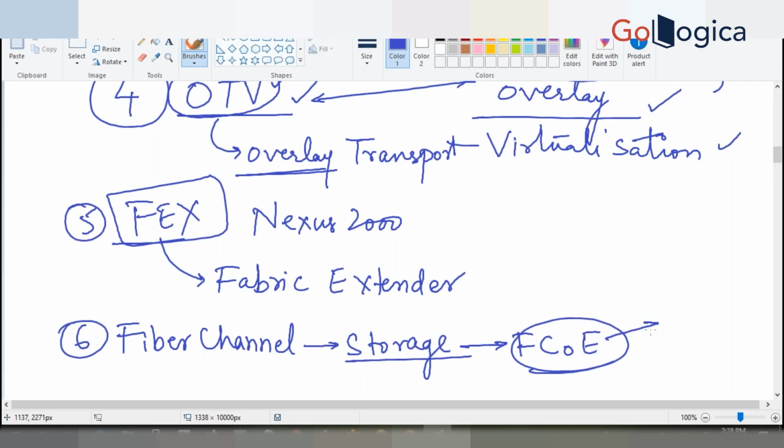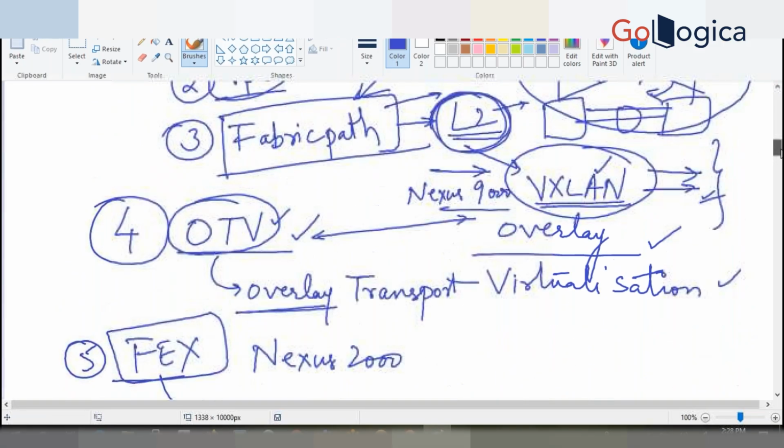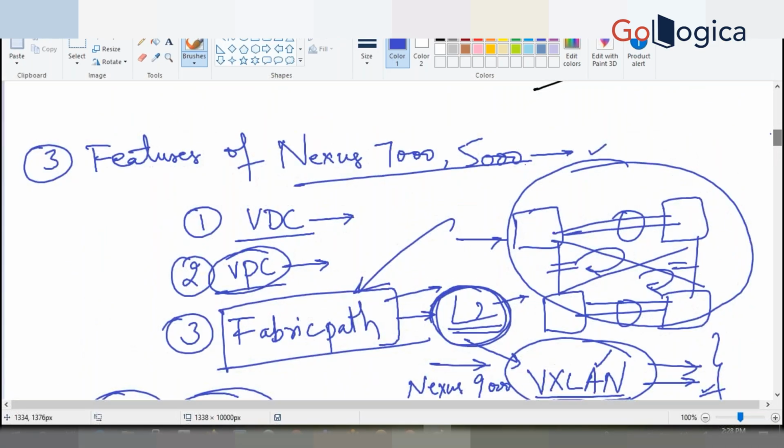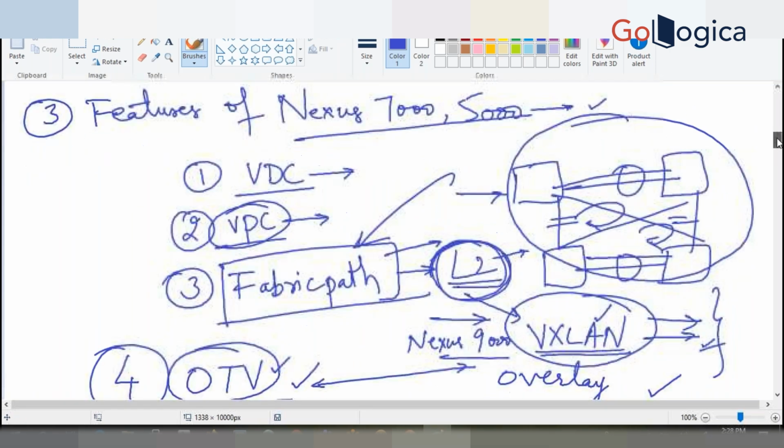This is supported by your 7000, by your 5000, by your 9000, all devices support fiber channel, because this is a storage part. So this is what our program is going to include for Nexus 7000. Any doubts, anything else you would like to ask and you want to cover?